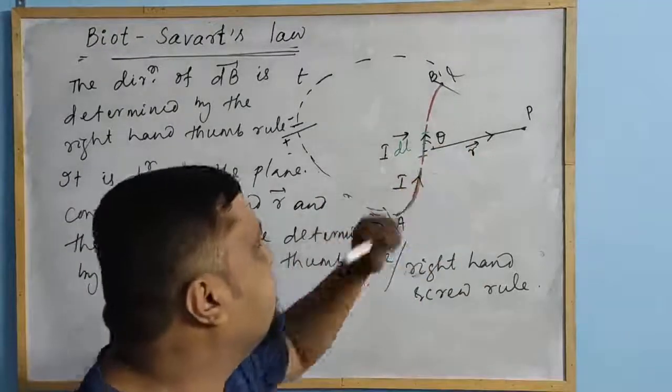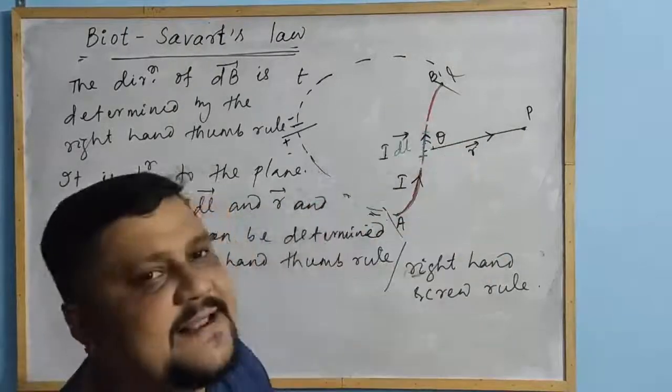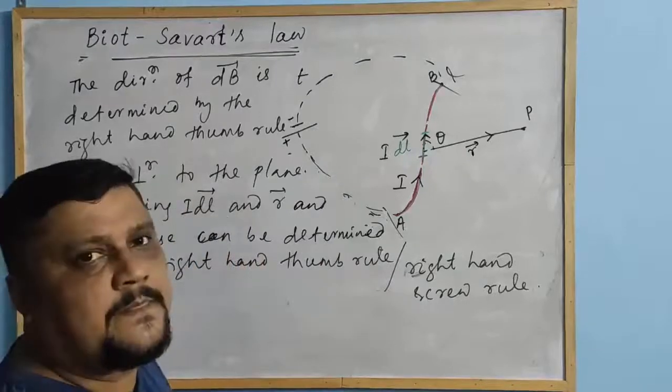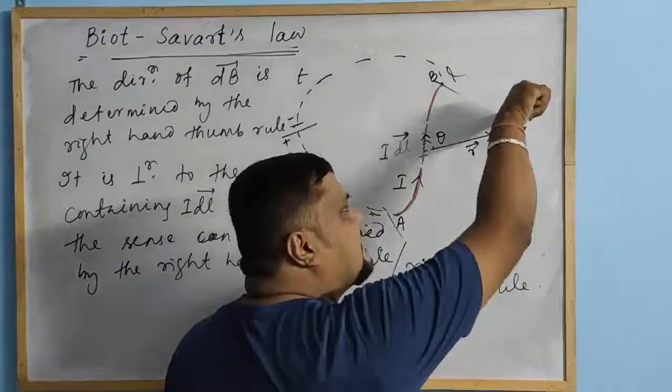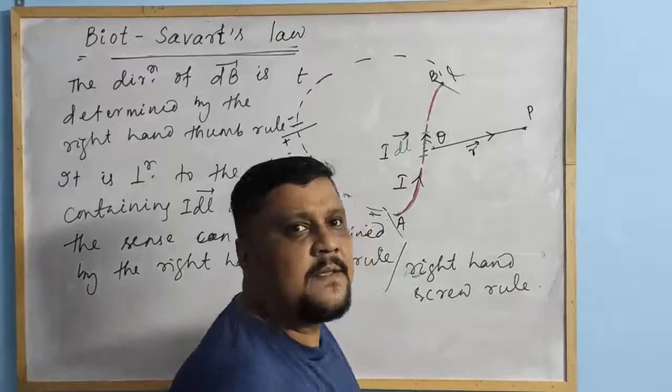By observing this figure, at this point P, due to this current element, what is the direction of this dB, the magnetic field at this point? It is perpendicular to the plane, meaning it may be inward or outward. How can you know that? It is dl cross r.